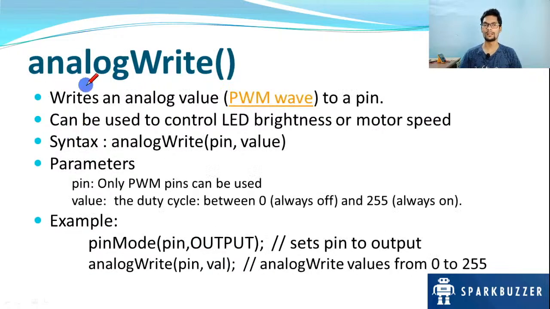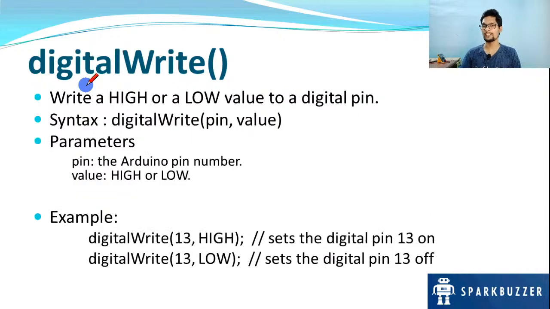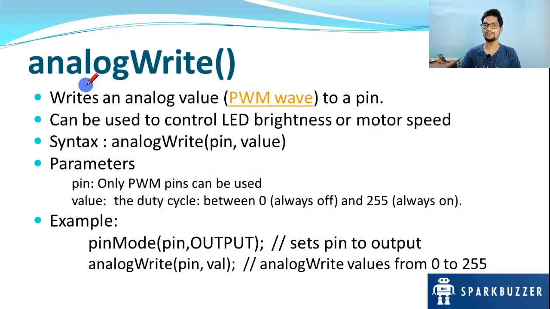Analog write. Analog write is mostly used to vary the brightness of an LED or to control motor speed. How is this different from digital write? Digital write only writes high or low, on or off, but the analog write function is used to vary the speed or dim LED brightness. Analog write uses PWM waves. The syntax for analog write is pin number and a value. This value can be from 0 to 255. How this PWM pin works, I will tell you on the next page.